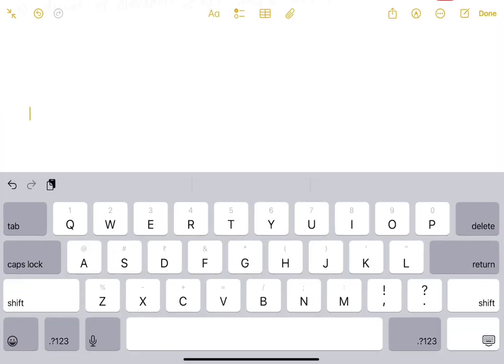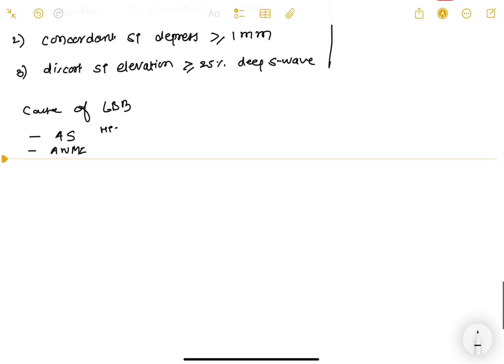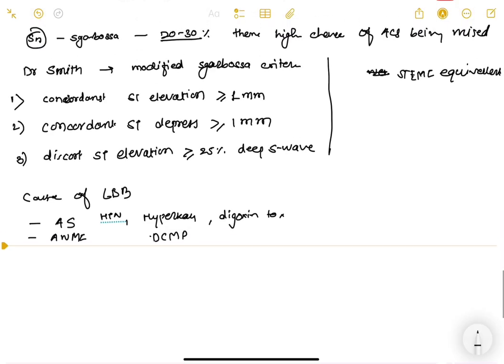What are the causes of LBBB? So there are multiple causes. The first one is aortic stenosis, anterior wall MI, hypertension, hyperkalemia, digoxin toxicity, dilated cardiomyopathy. So these are the causes of LBBB pattern.